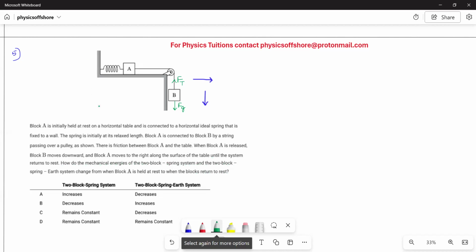Here, initially the system is in static equilibrium. That means all the forces are balanced. The spring is in its equilibrium position and block A is connected to the spring, and the other end of the spring is connected to the rigid wall. Block A's other end is connected to block B by a string passing over a pulley. For block B, the forces acting are tension and gravity, and both are balanced. All the other forces are also balanced. Now, the system is at rest.